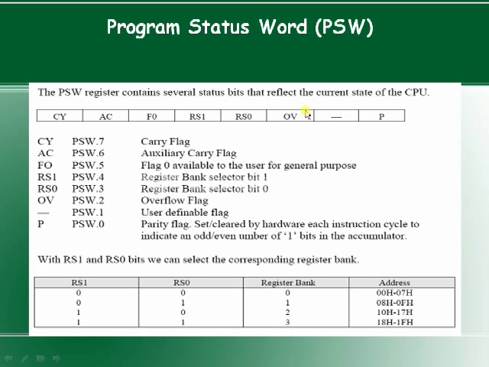And then we have an overflow flag, which is mainly used for holding the overflow bit. And then we have a parity flag. So if you are using even parity or odd parity, then this particular bit would become either 1 or else 0. Okay, it is set or cleared by hardware each instruction cycle to indicate an odd or even number of ones in the accumulator. So here the value which is stored in the accumulator, this particular flag would represent the parity status of the accumulator.